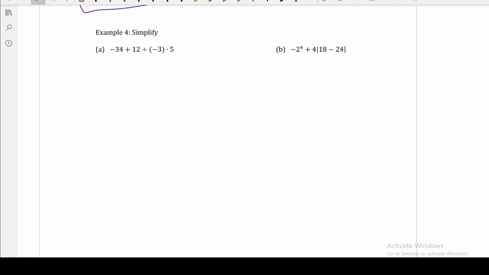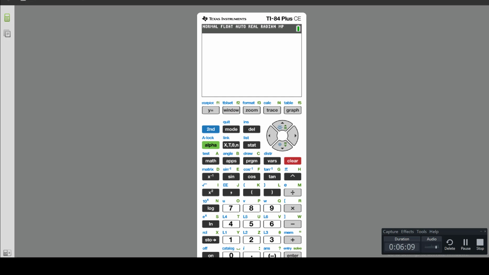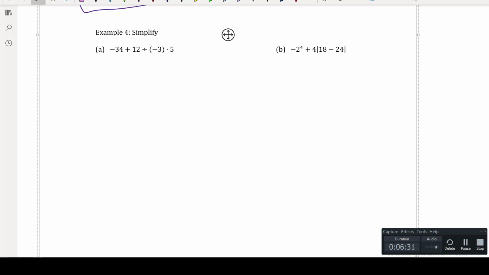And here, you can just plug this into your calculator, and I'll go ahead and bring that up for you. So we have a negative 34 plus 12 that's being divided by a negative 3, and it's being multiplied by 5. And so my answer here is a negative 54.